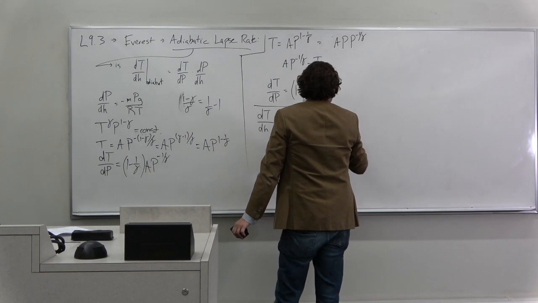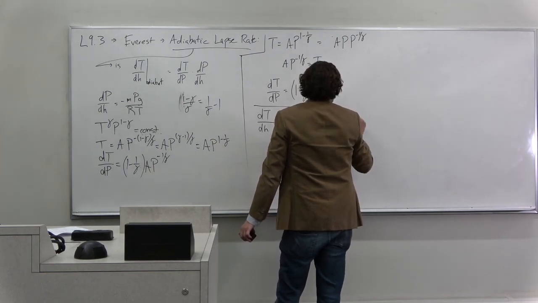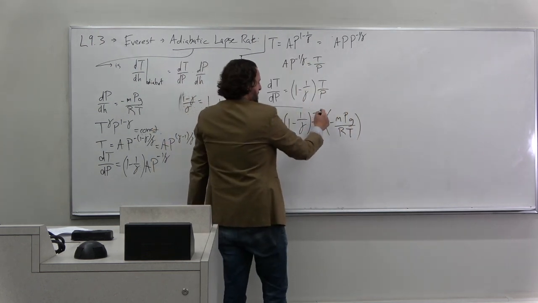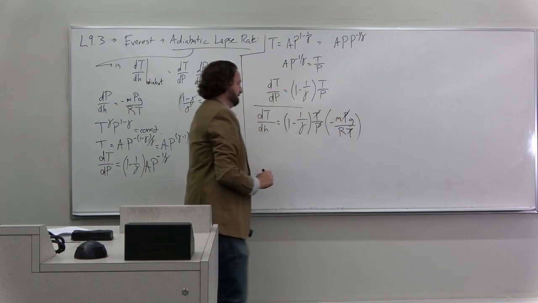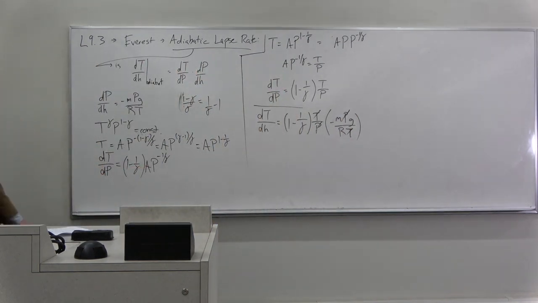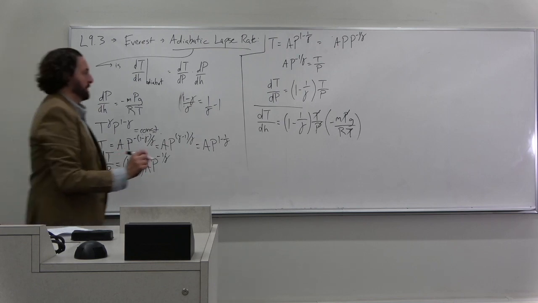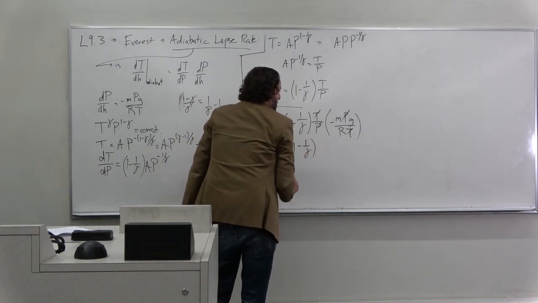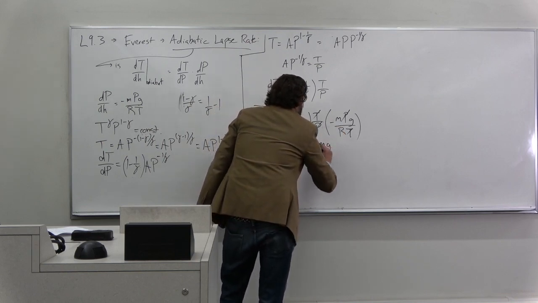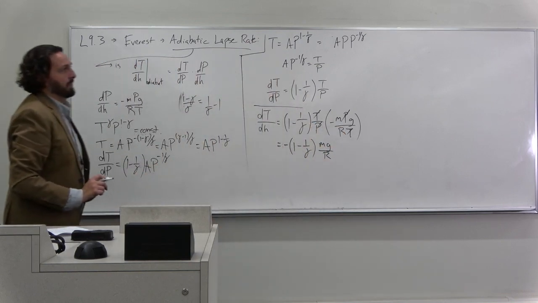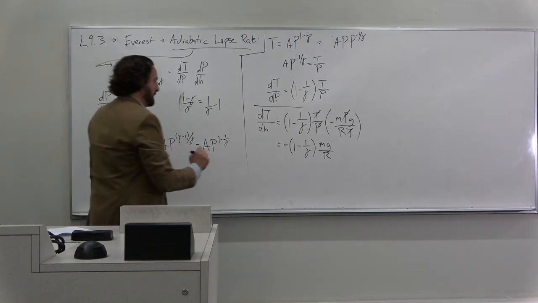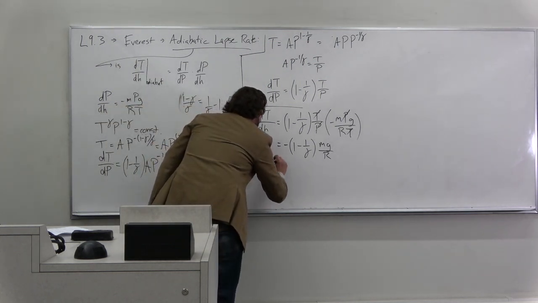So this is times minus mPg over RT. Very cool, because you can see actually this T cancels that T, and this P cancels that P. So dT/dH is going to be minus 1 over gamma mg over R. Getting quite simple. That's nice. So let's just do this for air. Gamma was 7/5, remember?